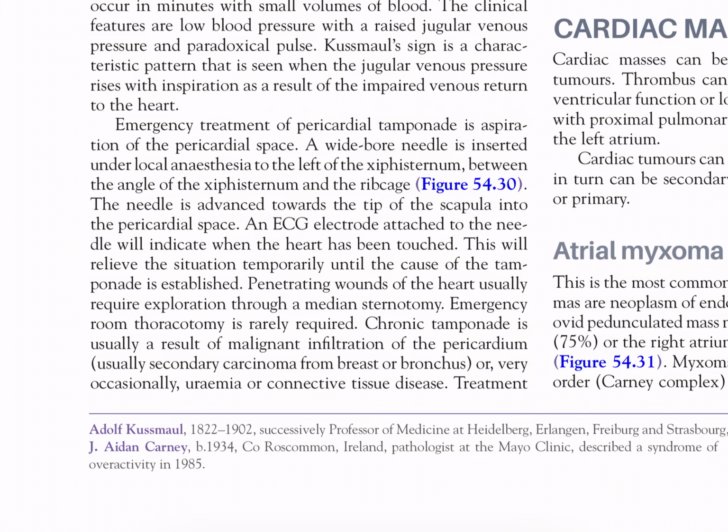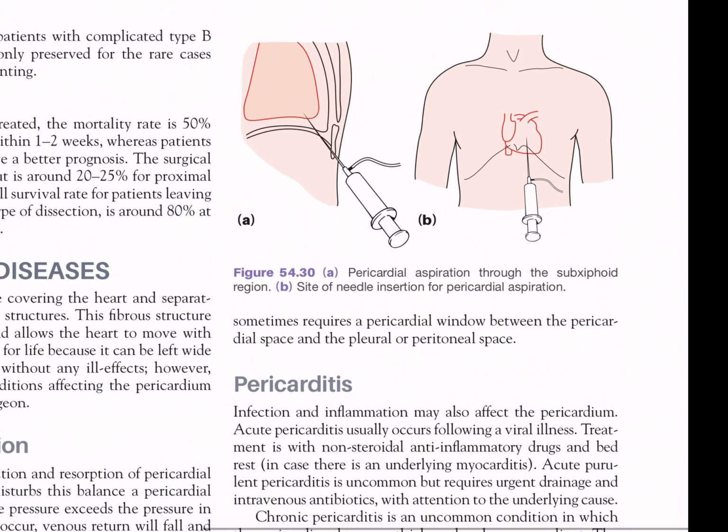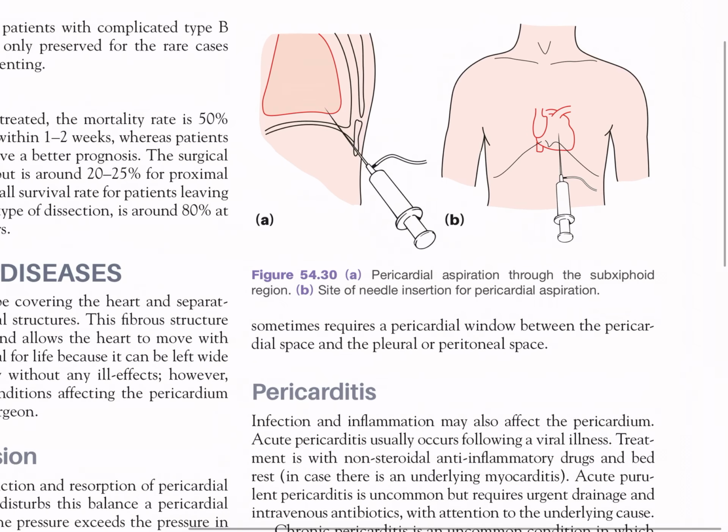Penetrating wounds of the heart usually require exploration through a median sternotomy. Emergency room thoracotomy is rarely required. Chronic tamponade is usually a result of malignant infiltration of the pericardium, usually secondary carcinoma from breast or bronchus, or very occasionally uremia or connective tissue disease. Treatment sometimes requires a pericardial window between the pericardial space and the pleural or peritoneal space.